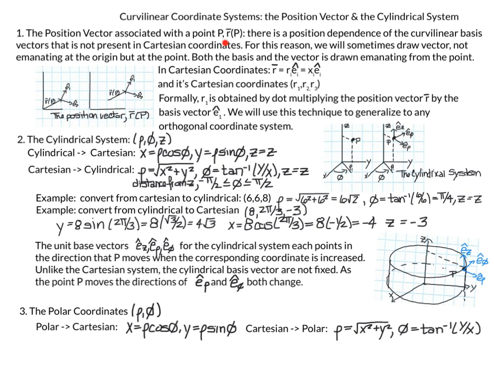But because of the differences, we often draw position vectors associated with a point, not emanating from the origin, but at that point. The cylindrical system is composed of 3 coordinates, rho, phi, and z. And the first thing I'm going to warn you about: many places, I think most math textbooks, will put theta instead of phi. But there are many places, mostly physics textbooks, that will put phi here instead of theta. This isn't so much a problem here.